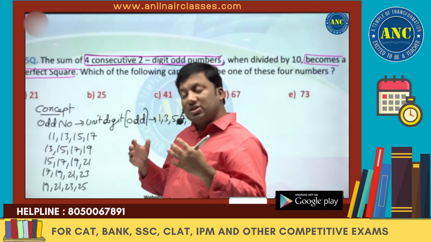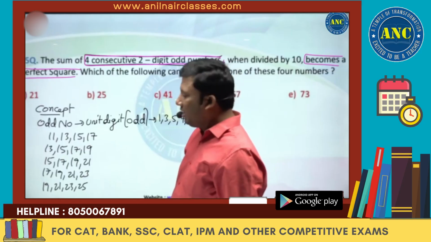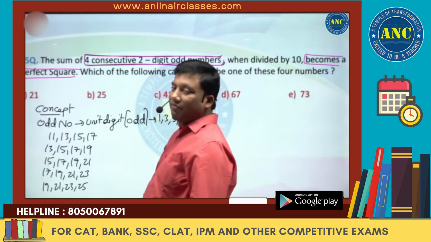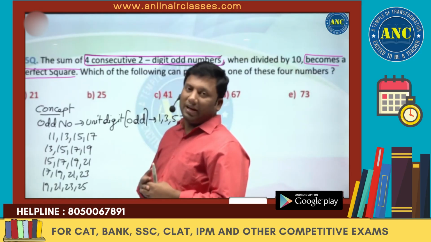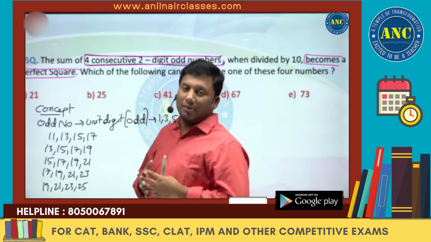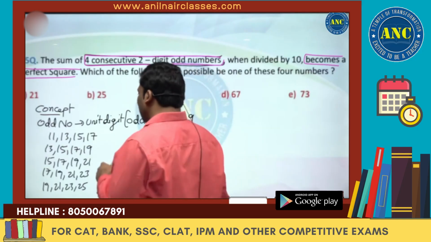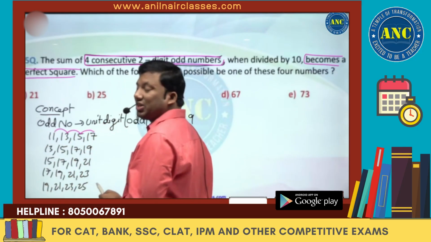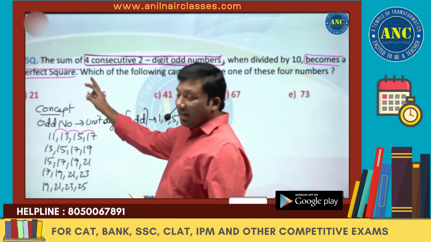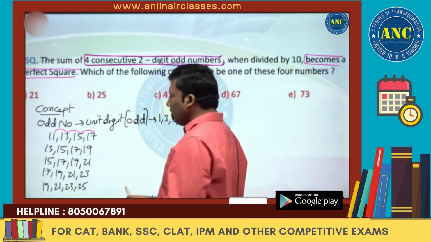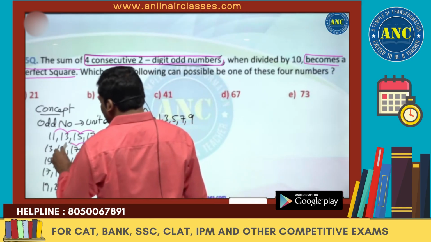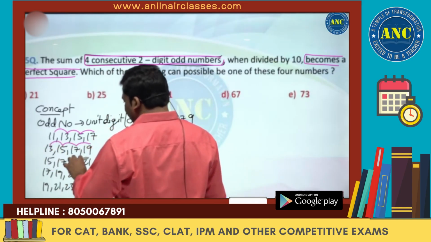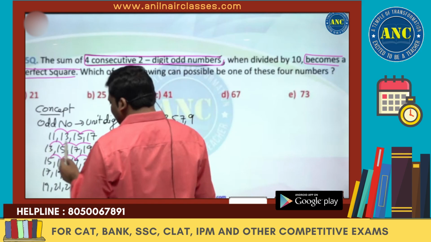The 4 numbers sum should be divided by 10. If it is divided by 10, that means the number should be divisible by 10. If a number is divisible by 10, unit digit should be 0. 12 plus 3, 15, 15 plus 1, 16. 16 unit digit it is 6. The number is divided by 10, unit digit should be 0. 16, 21, 24. No. 10, 17, 22. No.